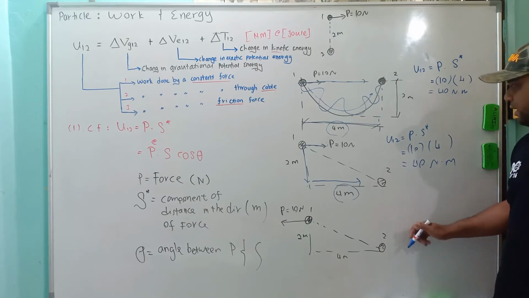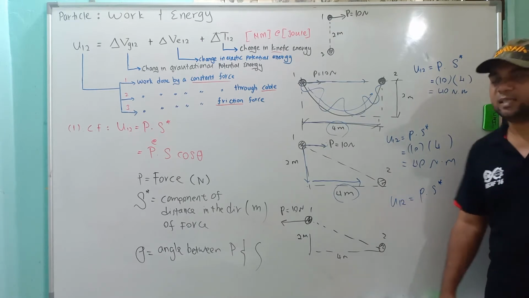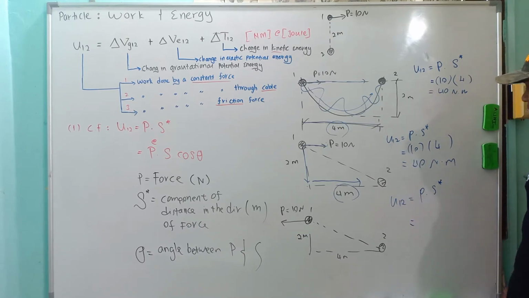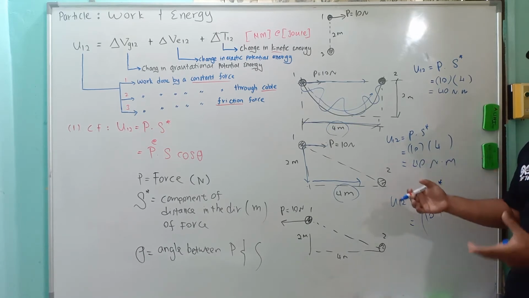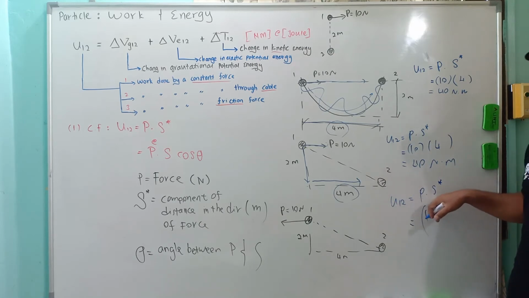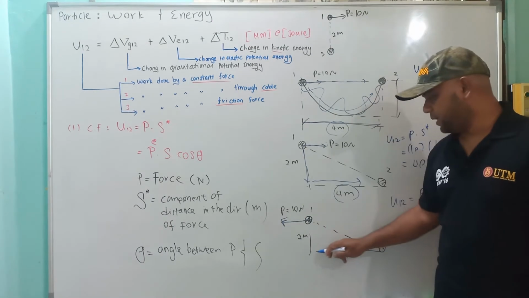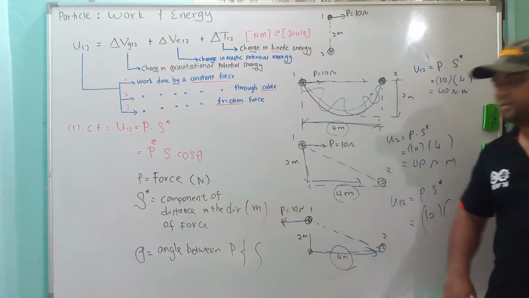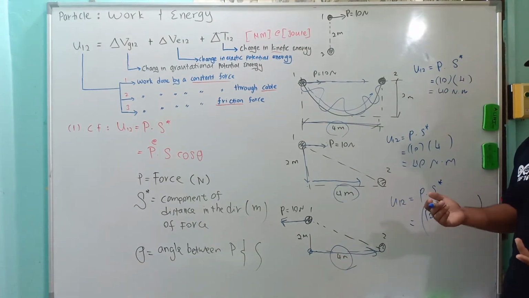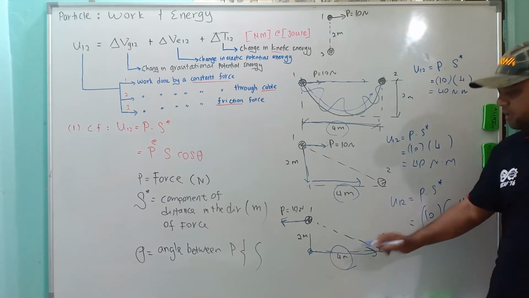So this one, P times S star. The P is 10, we take directly the P. We take only the S that we want to think about, which direction, and what is the value of S. So in this case, the force P is to the left, but S is moving to the right, 4 meter, same line but opposite direction. So here we have to put negative 4 meter because it is opposite direction.